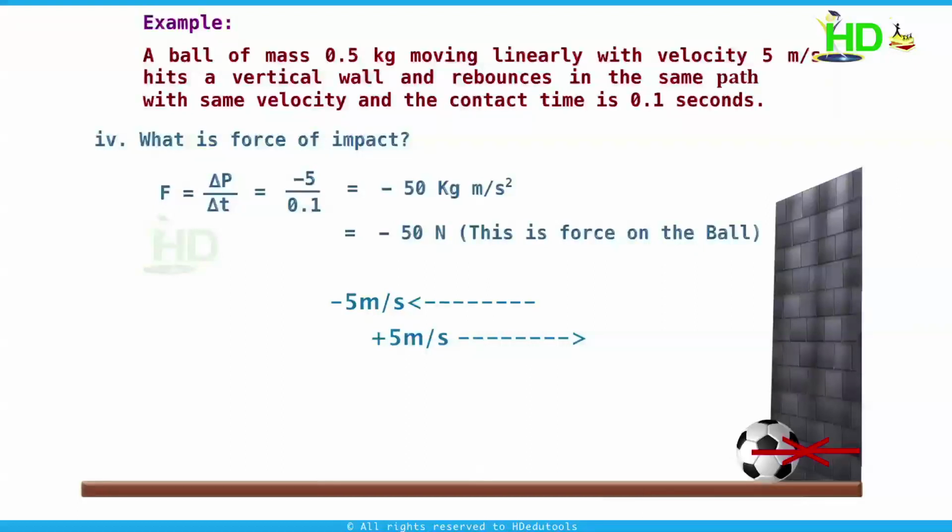If I want the force on the wall due to the ball, it is 50 Newton. The force on the ball due to the wall is acting along this direction. Both are equal and opposite. You consider any action, there is always an opposite reaction. This leads to Newton's third law that we discuss later.